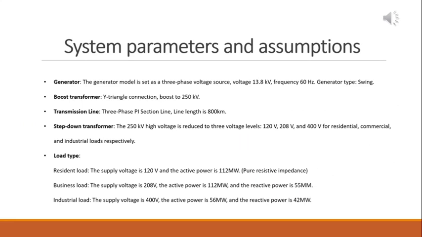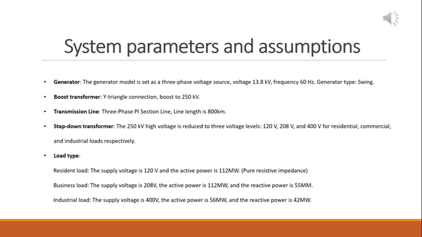The first one is the generator. I choose to replace it with a three-phase voltage source. And the next one is the boost transformer. It could increase the voltage from a low level to a higher one, and it will increase the voltage to 250 kilovolts. And the third one is the transmission line, and I choose a three-phase pi section line as the model, and I set the length to 800 kilometers.